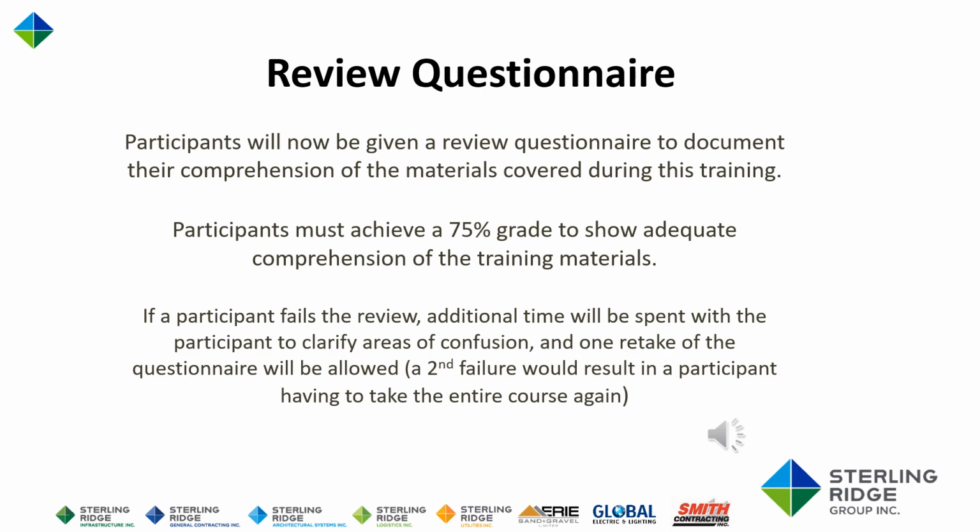Review questionnaire. Participants will now be given a review questionnaire to document their comprehension of the materials covered during this training. Participants must achieve a 75% grade to show adequate comprehension of the training materials. If a participant fails the review, additional time will be spent with the participant to clarify areas of confusion, and 1 retake of the questionnaire will be allowed. A second failure would result in a participant having to take the entire course again.